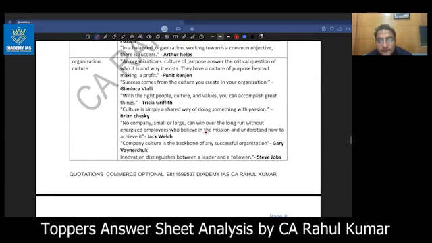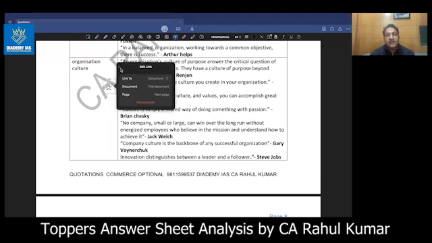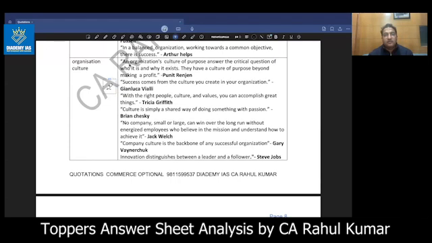Then culture. I think the second one is very simple. Success comes from the culture you create in an organization. Very simple, but very impactful. See, we don't have to write a very fancy quotation. We have to be very simple, straightforward. The next one is also good. With the right people, culture, and values, you can accomplish great things.